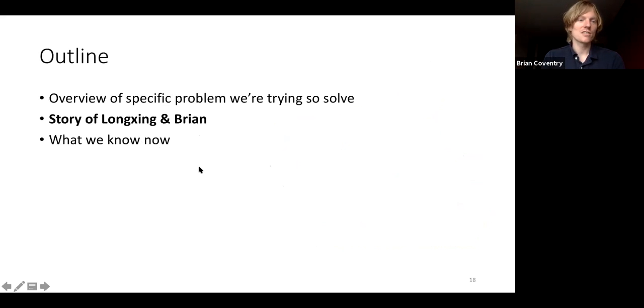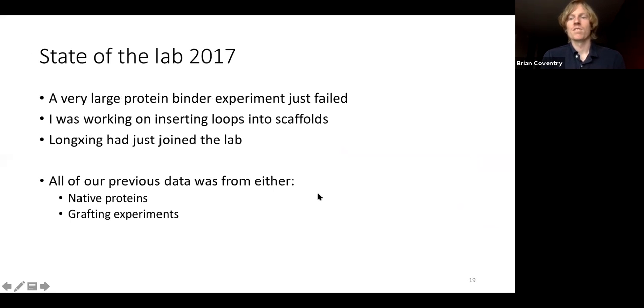And so now we take us to the story of Longxing and Brian. All right, so the story starts in 2017. Back then, there was a very large binder experiment that had just failed. The experimental details are a little messy, but the current state-of-the-art methods were used against 7 different targets, and very few to 0 binders were identified. I was working on inserting loops into scaffolds, not a very promising way of going at it at the moment. Again, totally de novo loops, we still can't do that.